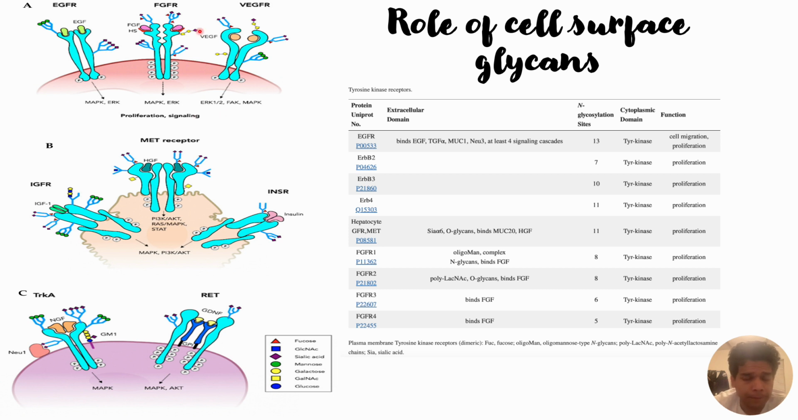And overall, these receptors, that is EGFR, FGFR and VGFR, play a role in proliferation and signaling pathways. That is, activation of this kind of receptors will lead to high proliferation of cells or a high growth rate of cells, and these things are more prominent in the case of cancerous cells. These things are more activated in cancerous cells.